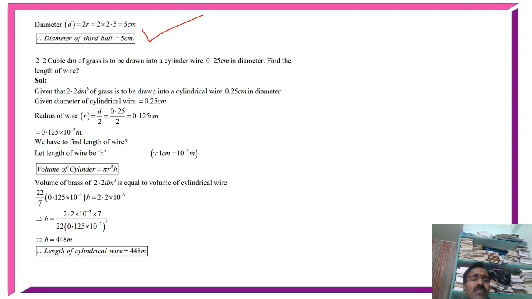So if you take the volume of the bigger one by the smaller volume, you get the length of wire, that is h. Generally both are in cylindrical shape, so use the formula pi r square h, equate both the volumes and simplify. Then we get the volume in terms of meters.